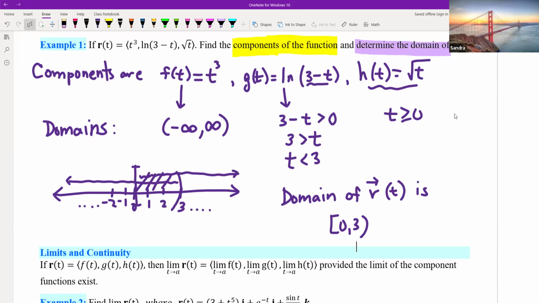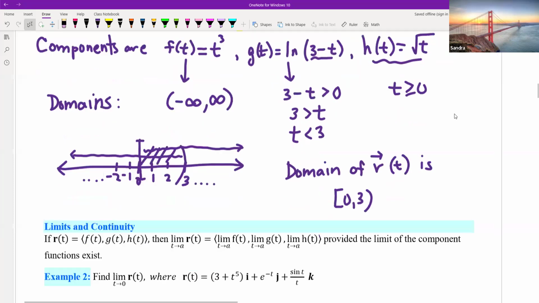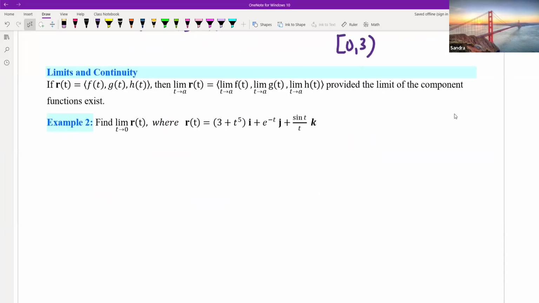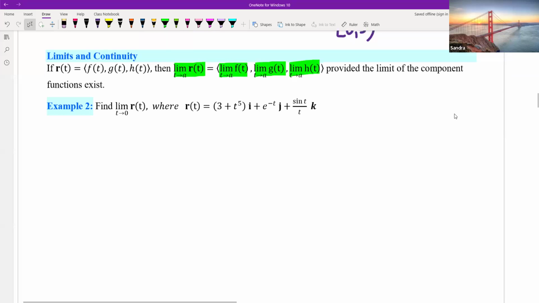Okay, let me go ahead and move on now. We do know that limits exist. Actually, this will follow to say that our vector function can also have a limit. If we take the limit of our vector function, we can also take the limit of each component of our vector function, provided that the limits of the component functions exist. Let's go ahead and do an example for the limit.